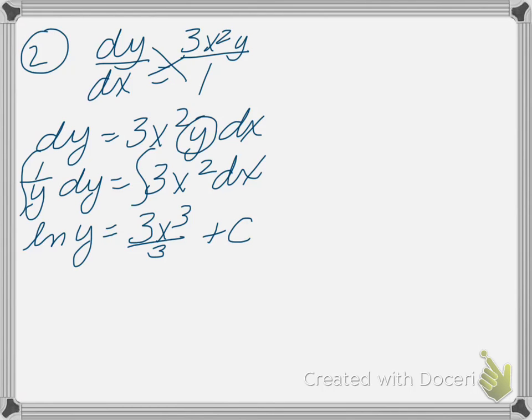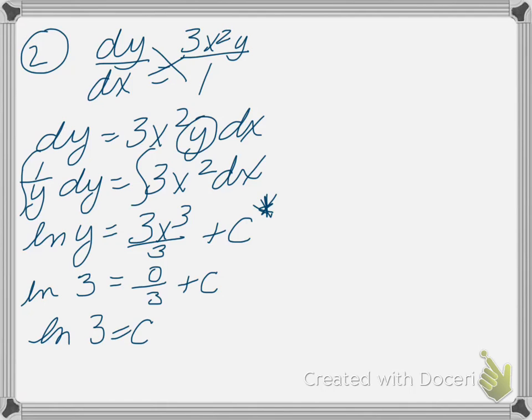So I'm going to put a little star here because this is where I'm now going to solve for c. Of course, you could solve for c really at any point. I'm just doing it here. And you're told in the original that when x is 0, y is 3. So you're going to get ln of 3 equals c.